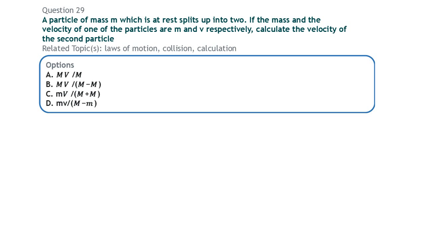Next, on laws of motion, a particle of mass m, which is at rest, splits into two. If the mass and the velocity of one of the particles are m and v, calculate the velocity of the second particle.